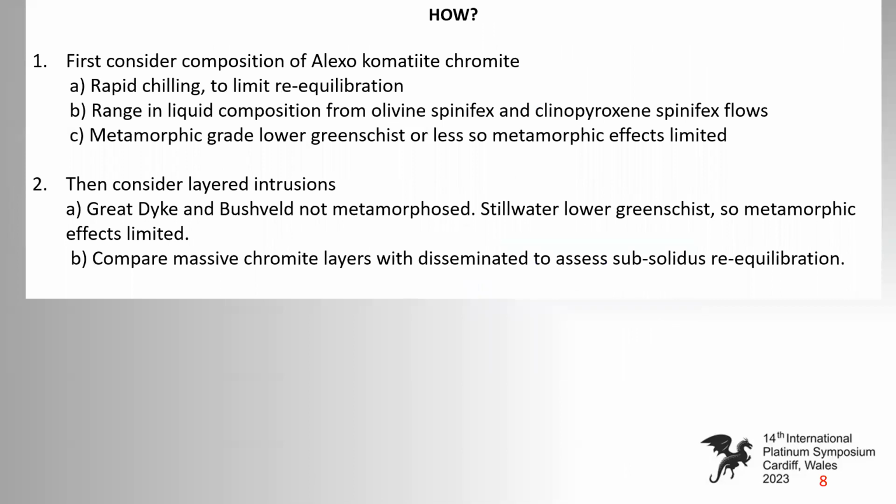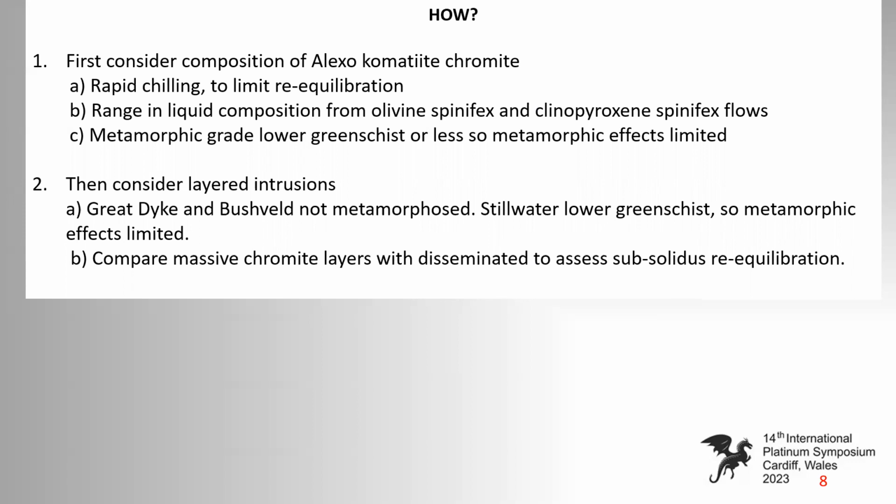Right, next, first we're going to consider the composition of the alexochromitite chromites. Why? Because it's rapidly chilled, so we can limit the amount of re-equilibration between crystallization and solidification. And we have a range of liquid compositions because we have the olivine spinifex and a clinopyroxene spinifex flow. And the metamorphic grade is low, so we don't have to worry about the metamorphism.